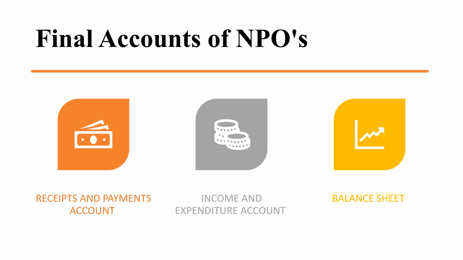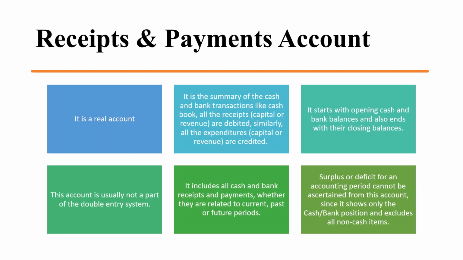We all know that if it's a trading concern, the final accounts consist of the trading account, the profit and loss account, and the balance sheet. Now we are discussing non-profit organizations. For these organizations, the final accounts consist of the receipts and payments account, the income and expenditure account, and the balance sheet. In the current video, we are going to discuss what a receipts and payments account is.